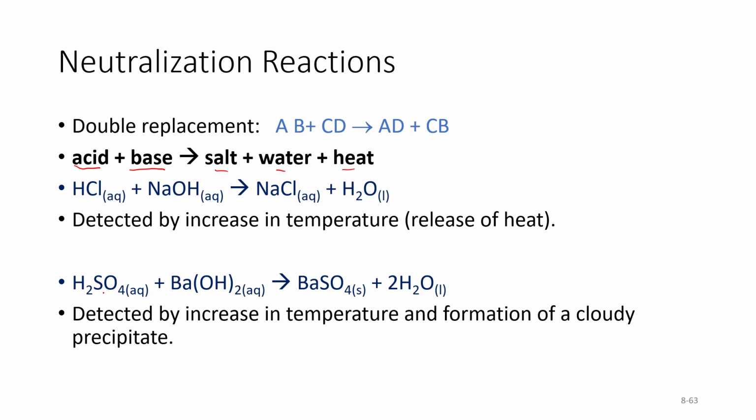H2SO4 combining with Ba(OH)2, this is a double displacement reaction. So the hydrogen is going to knock out the barium. The barium is going to combine with the sulfate, and then you're going to have the H combine with the OH to create water.